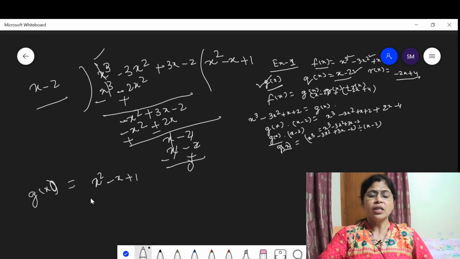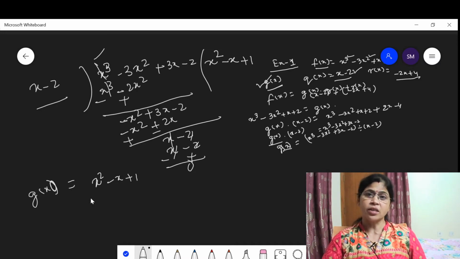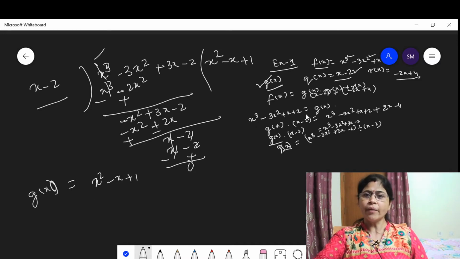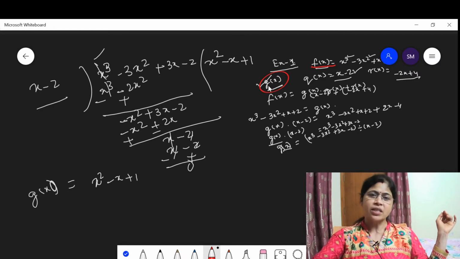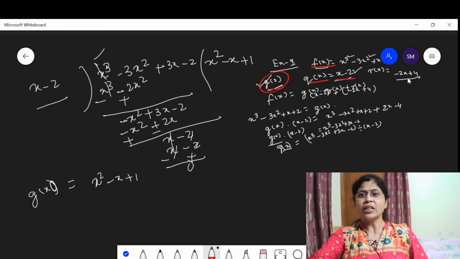This means, please students, recall the question. Here the question says that f(x) is given, and you do not know g(x). The question says that when f(x) is divided by g(x), you get q(x), the quotient, which is x minus 2, and the remainder is minus 2x plus 4.